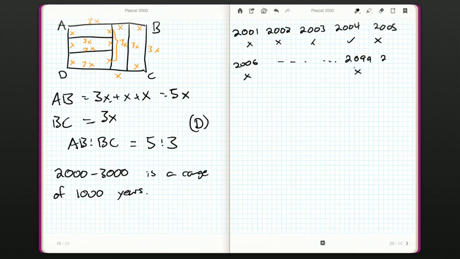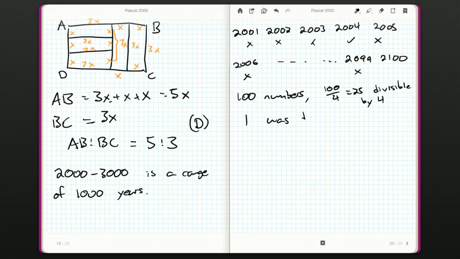Okay. So how many numbers in this range were leap years? Well, we have 100 numbers. So we had 100 divided by 4, 25 were divisible by 4. And exactly 1 was divisible by 100. So we had 25 divisible by 4 minus 1 that was divisible by 100, so we're going to have 24 leap years.